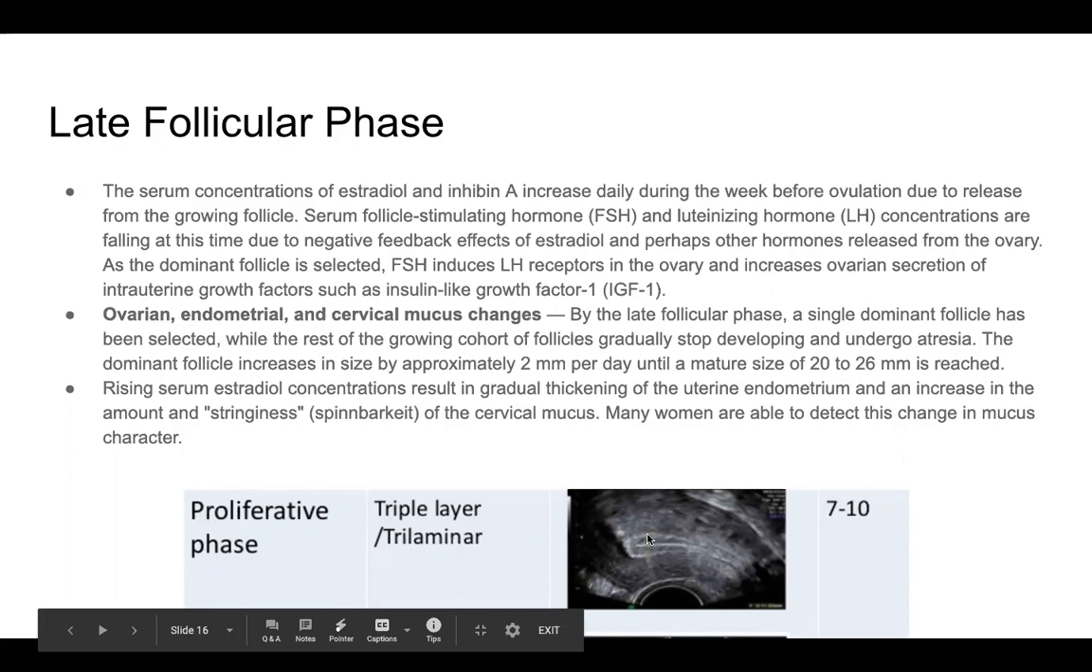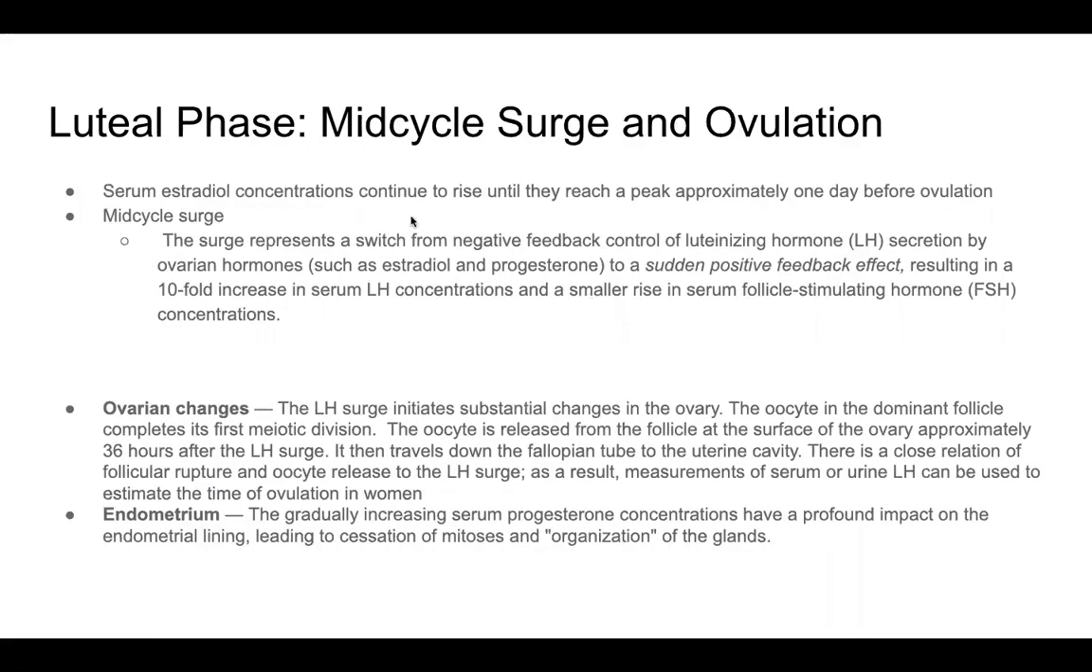You have your endometrium here getting thicker. And so you have your uterus here, endometrium here, looks thicker than previously. So after that, you have ovulation, you have your luteal phase, your mid-cycle surge, and your ovulation. I do want to spend a little bit of time on this one because I think it's important. Serum estradiol concentrations continue to rise until they reach a peak approximately 1 day before ovulation.